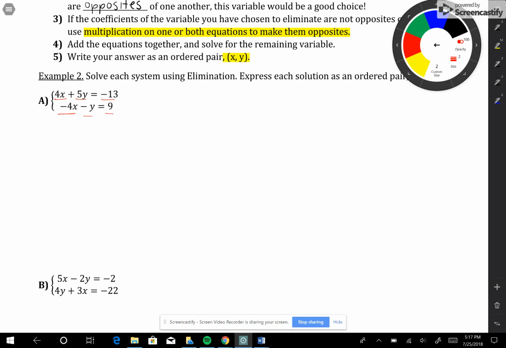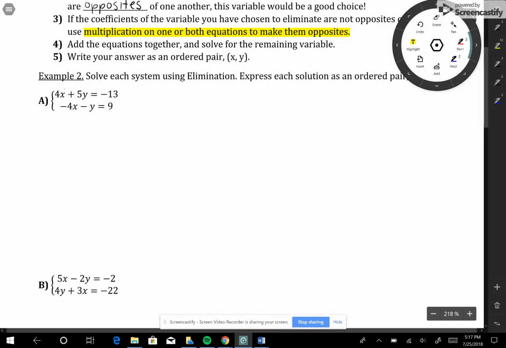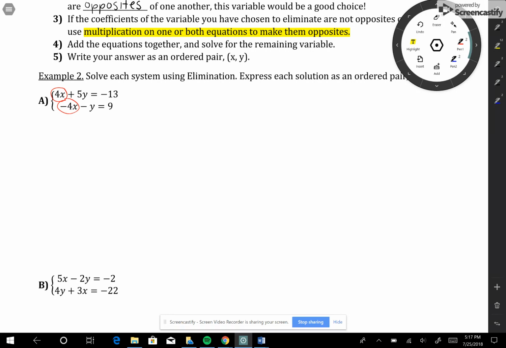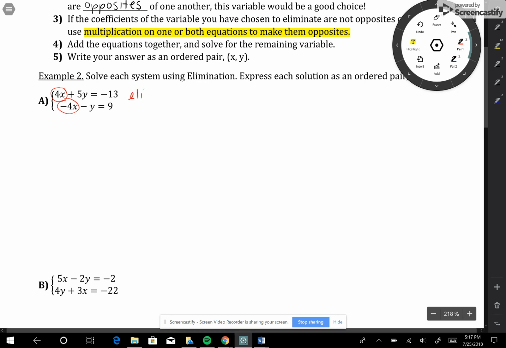Next, I need to decide what variable I want to eliminate. Now, this is the part where we ask ourselves, are there variables that already have opposite coefficients? And in this particular one, there are. If we look here, we have a positive 4x and a negative 4x. Those are opposites of one another. So I do not have to do any multiplication to change anything to ensure that they are opposites because they already are. So we are going to eliminate x. Eliminate x because the coefficients are already opposite.